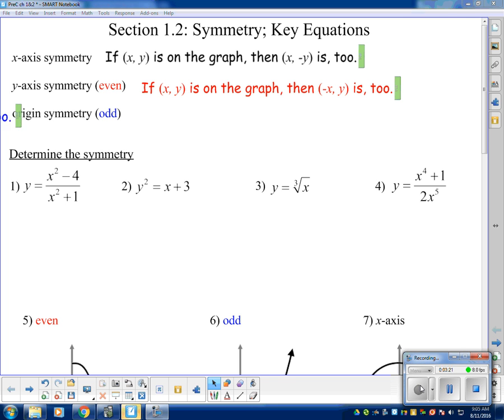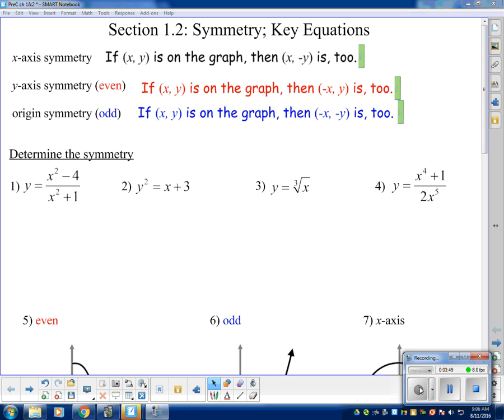All right. Origin symmetry. If (x, y) is on the graph, then (negative x, negative y) is too. So if (x, y) is on the graph, (negative x, negative y) is too. Origin symmetric would be like a double flip, like flipping over the x and the y. A little harder to picture.